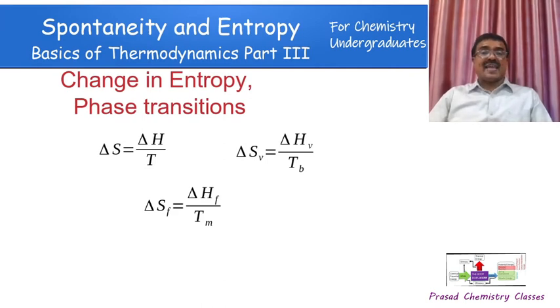Phase transitions we can consider. It can be put as delta S is equal to delta H by T for any phase transition. Consider the vaporization process that is happening at its normal boiling point. At the normal boiling point, a liquid and gas can be in equilibrium with each other. Right. Then you can write delta S vaporization equals delta H vaporization by T.